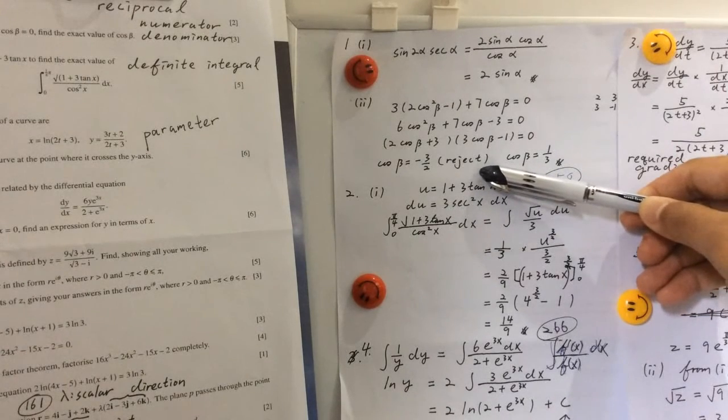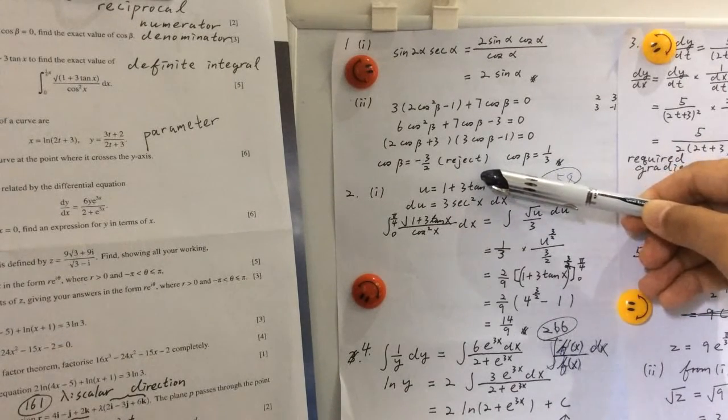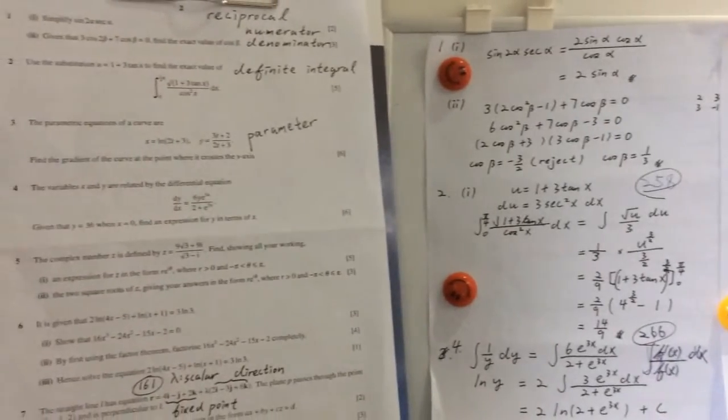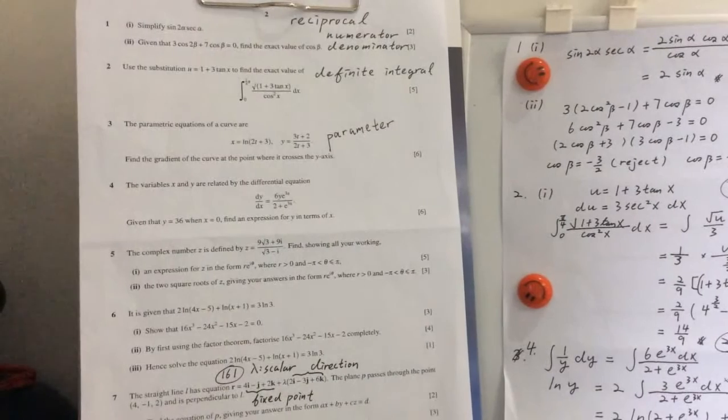But for this answer, we need to reject it because cosine beta is always within +1 and -1. So this answer has to be rejected. So cosine beta equals 1/3 is the unique answer of this question. That is part B.